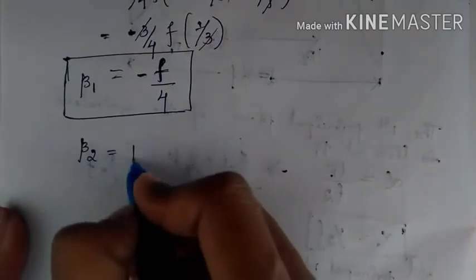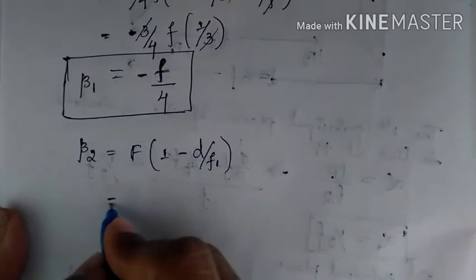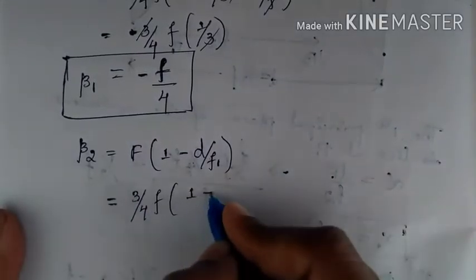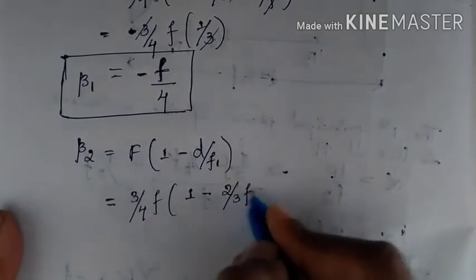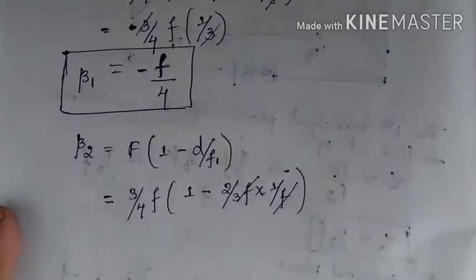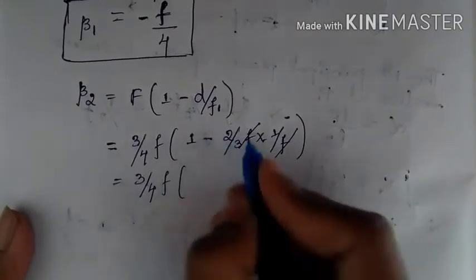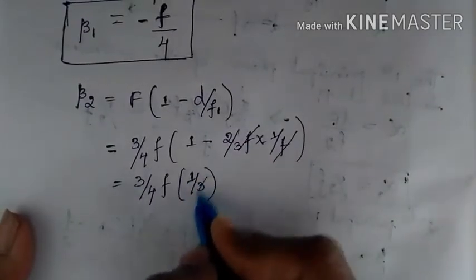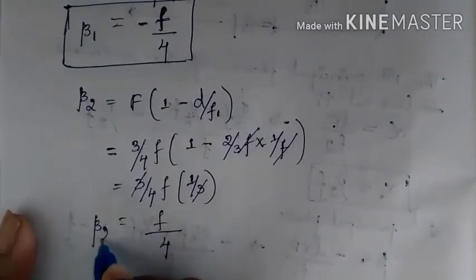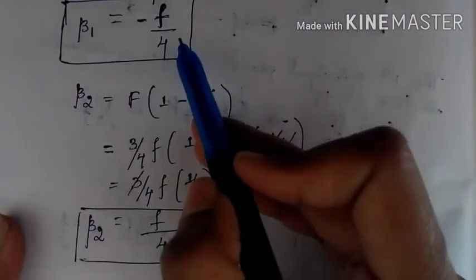Beta 2 is equal to f1 minus d divided by f1. F1 we know it is 3 by 4 f, and 1 minus d is 2 by 3 f, which is multiplied by 1 by f. So f will get cancelled. What remains is 3 by 4 f. 1 minus 2 by 3 is 1 by 3. 3 gets cancelled. F by 4. Beta 2 is positive f by 4 and beta 1 is negative f by 4.